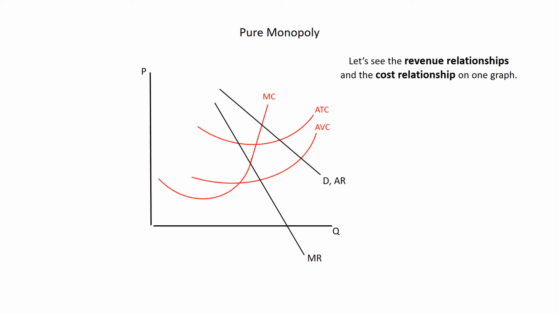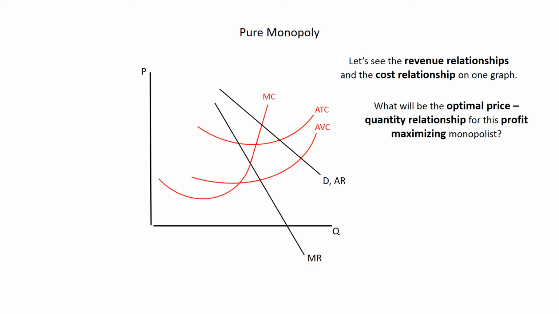Now that we've derived the revenue relationships, let's see the revenue and cost relationships together on one graph. The monopolist, devoid of competition from other firms, as well as regulation from the government, is free to grope up and down this demand curve to find the price-quantity combination that will maximize its profits. The profit-maximizing quantity is no mystery by now. It occurs at the point where marginal revenue is equal to marginal cost.